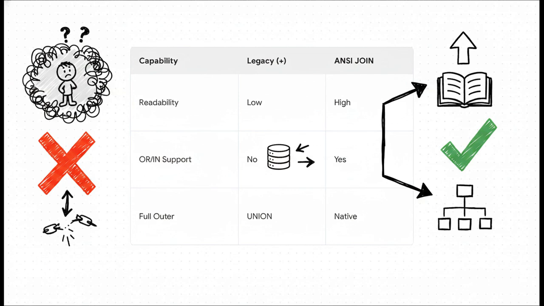And full outer joins? With the old syntax, you actually had to manually write two separate queries and union them together. ANSI just provides a native full outer join keyword. It's cleaner, it's faster to write, and it's fundamentally more capable.